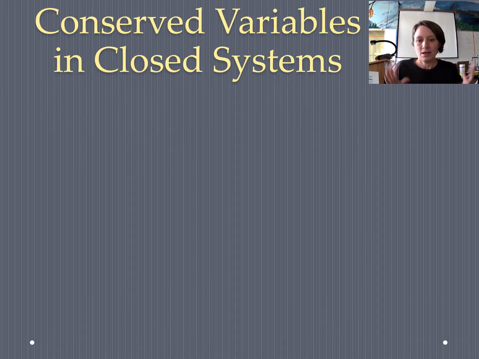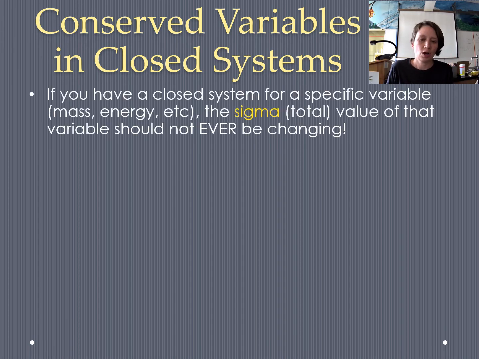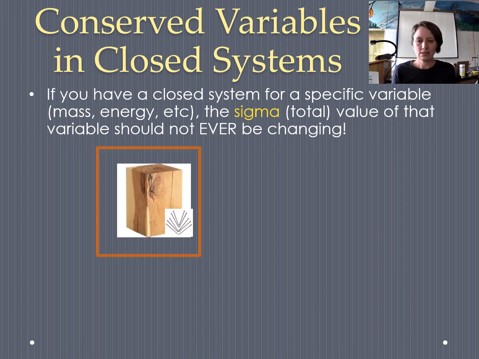All right, so how do we tie together our idea of conservation with our closed systems with some of the variables that we've learned? Well, by definition, if you're conserving a variable, you're keeping the same amount of it. That means the sigma, or the total value of those conserved variables, should not ever be changing. So if we have a closed system for mass, the total mass, or the sigma mass, is going to be the same whether we're talking about it yesterday, today, or 2 years from now.